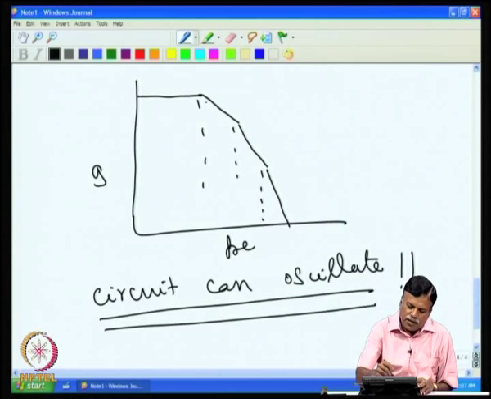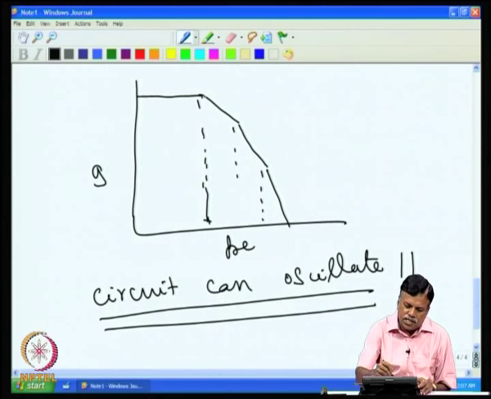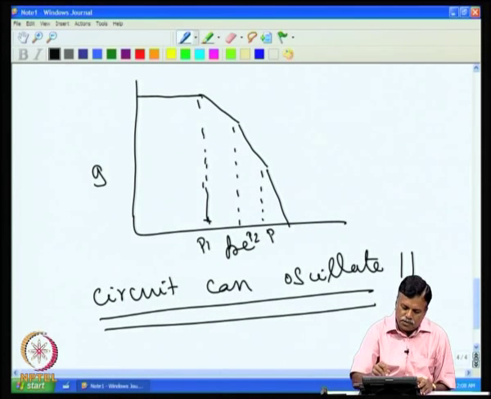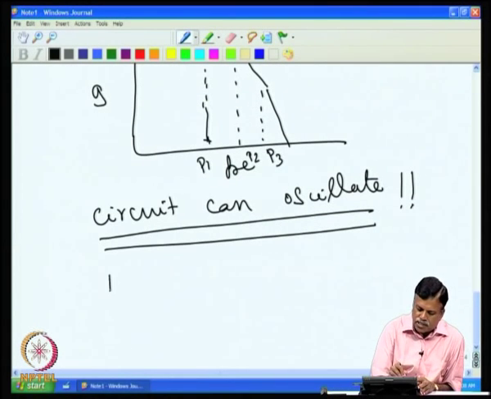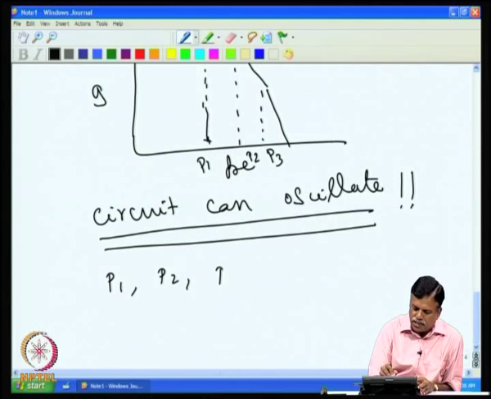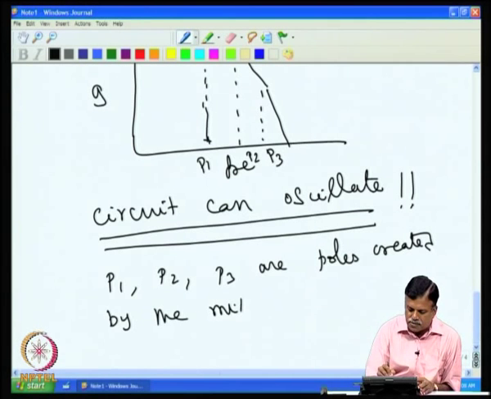The reason is that this pole is created by one RC component, mostly the Miller effect capacitor and the resistance associated with it. So, the first stage Miller effect capacitor and the resistance associated with the input can create this pole P 1, and then you have the second pole P 2 and the third pole P 3. P 1, P 2, P 3 are poles created by the Miller effect capacitors.